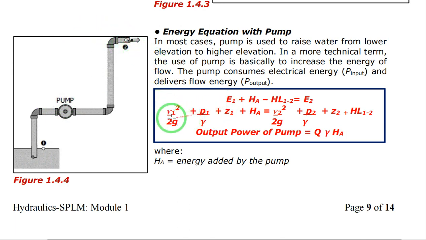Okay, so the energy at point 1, let's say for example, is V1 squared over 2g plus P1 over gamma plus Z1, plus the head added by the pump, is equals to the energy at point 2, V2 squared over 2g plus P2 over gamma plus Z2, plus the head loss from point 1 kutob sa point 2. So the output power of the pump is equals to Q gamma times the head added, wherein Q is the discharge, gamma is the weight density of the fluid, and HA will be the head added or the energy added by the pump.